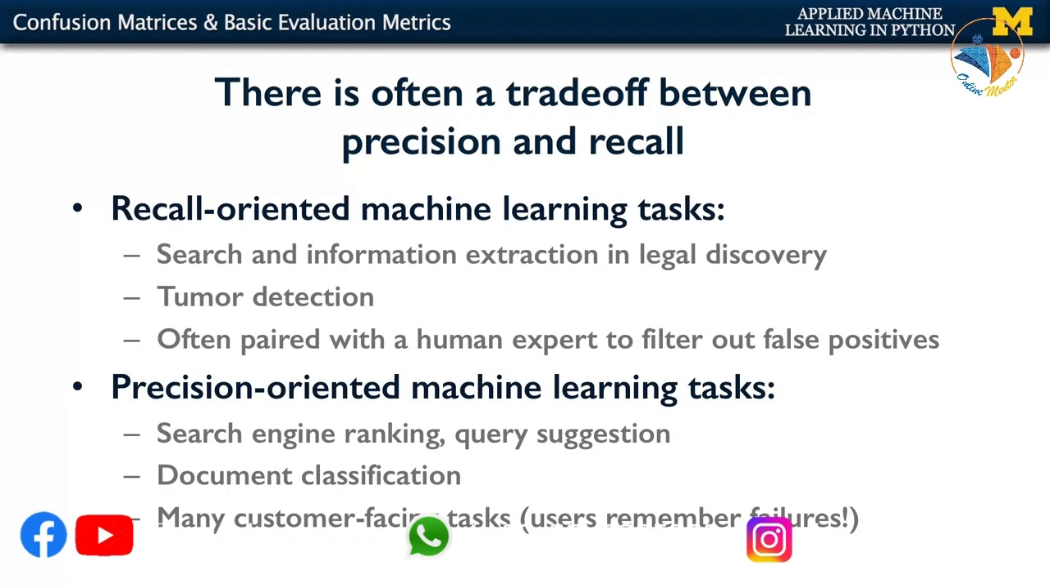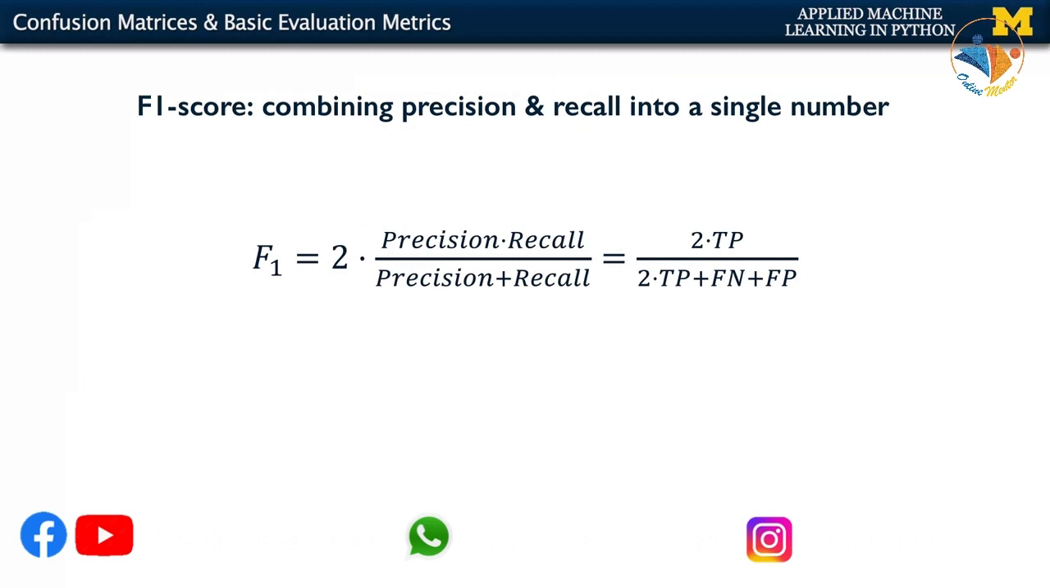Many customer-facing machine learning tasks, as I just mentioned, are often precision-oriented, since here the consequences of false positives can be high. For example, hurting the customer's experience on a website by providing incorrect or unhelpful information. Examples include search engine ranking and classifying documents to annotate them with topic tags. When evaluating classifiers, it's often convenient to compute a quantity known as an F1 score that combines precision and recall into a single number.